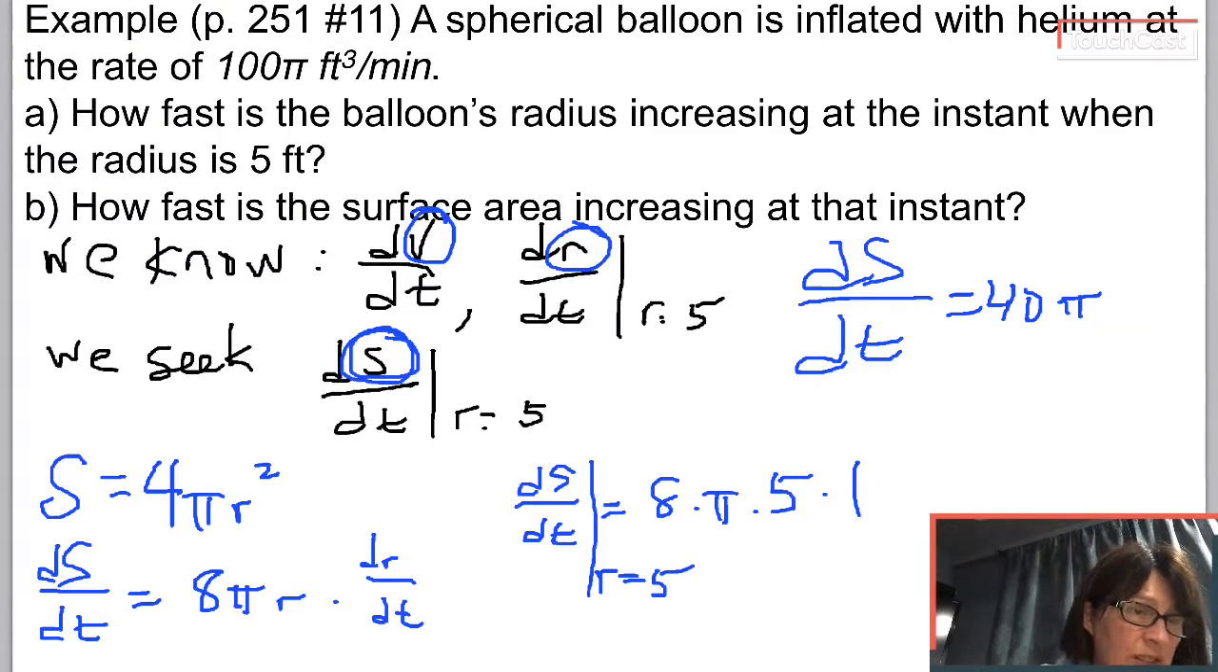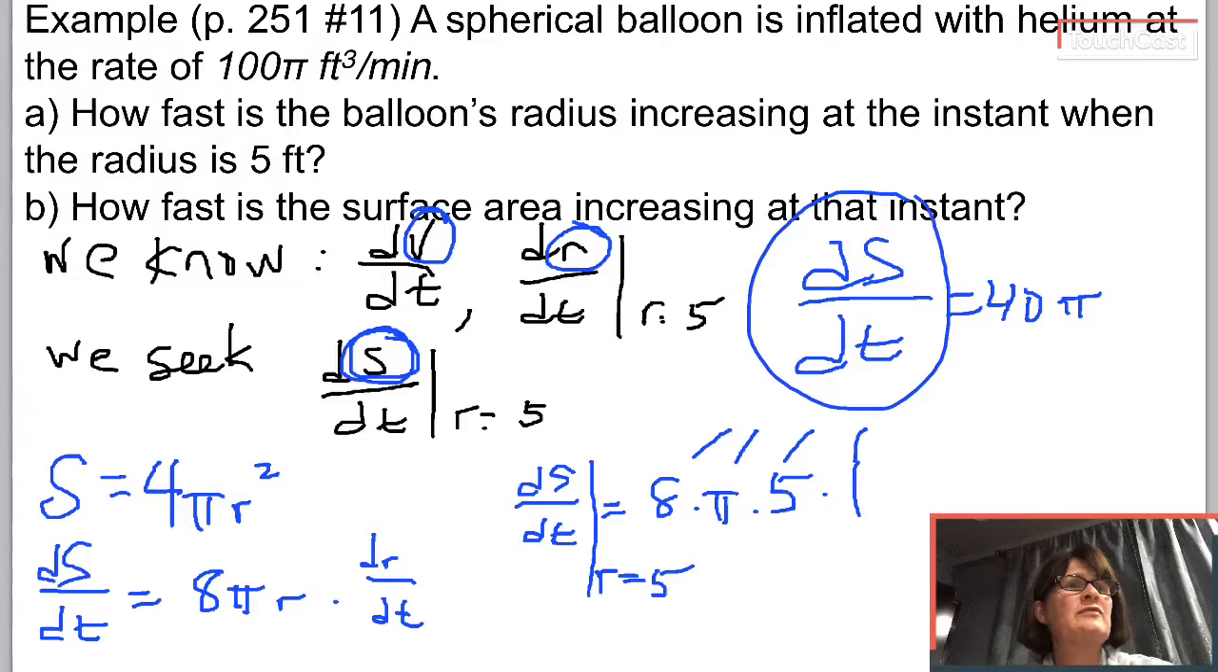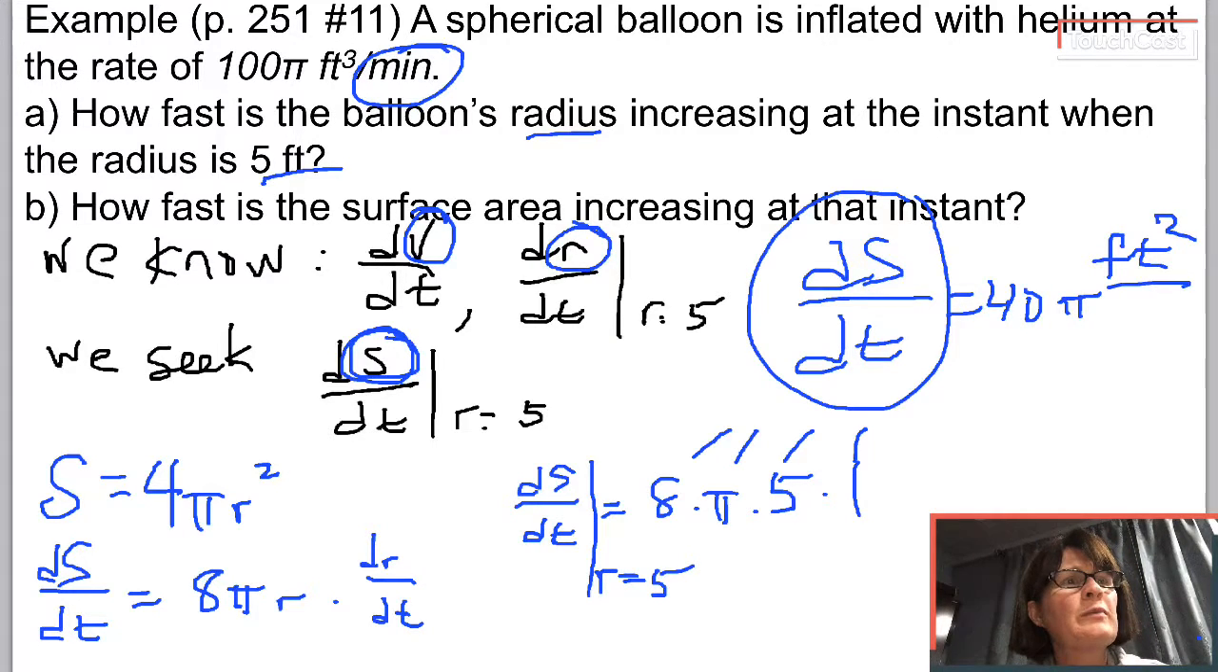I have two choices for the units. I could go back and put units on each of these things and take them along with me, or I can look at this expression that I was supposed to find. That's the rate of change of an area with respect to time. Well, in a place where I have radius measured in feet and time measured in minutes, I know that area is going to be measured in feet squared, and time again measured in minutes, so it's feet squared per minute. Final answer.